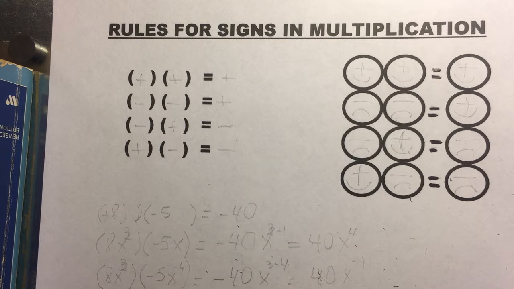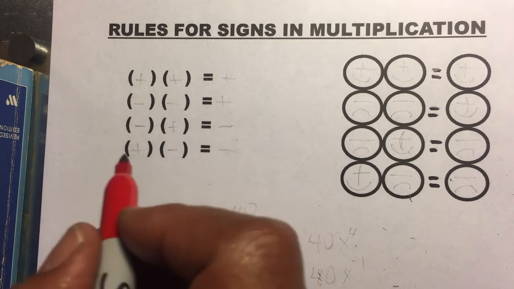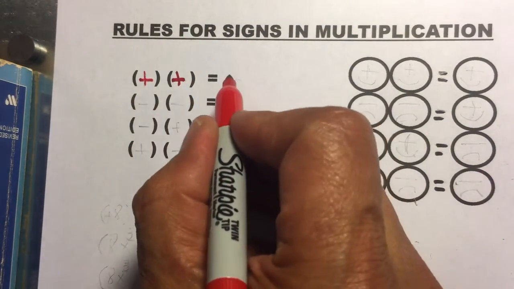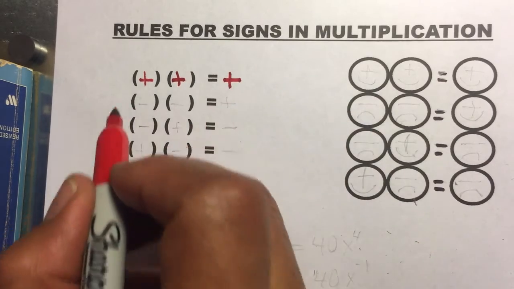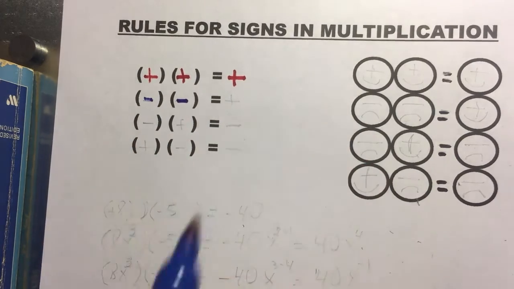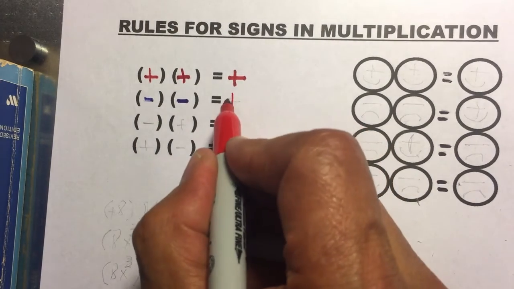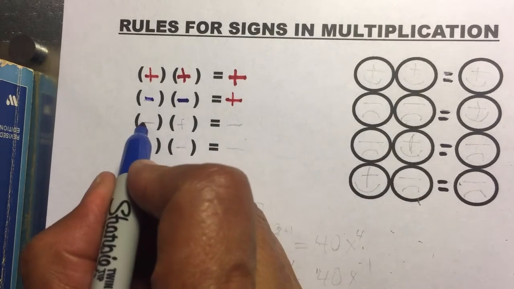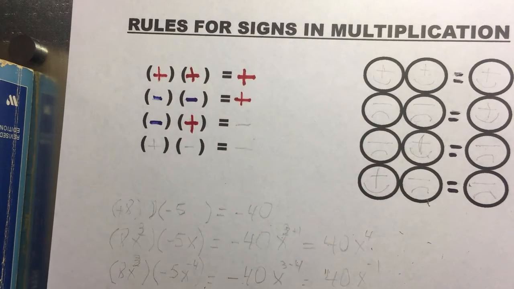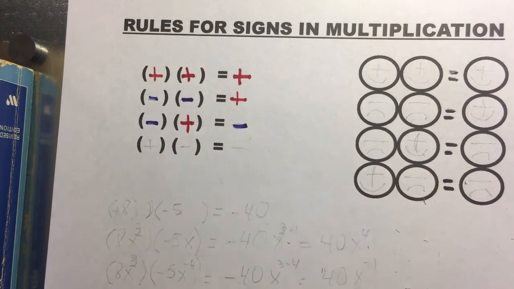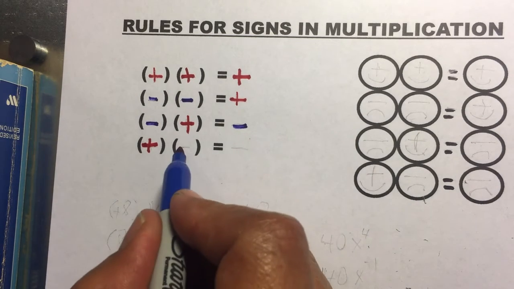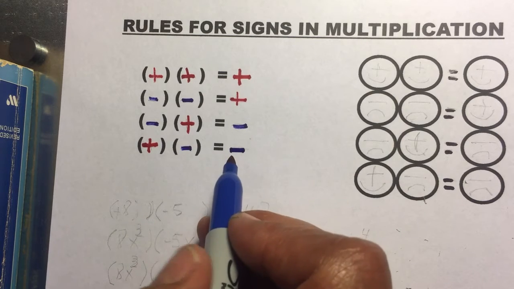The rules for signs in multiplications are as follows. When we multiply a plus sign with another plus sign, the result is plus. Negative times negative, the result is positive. Negative times positive, the result is negative. And positive times negative, the result is negative.